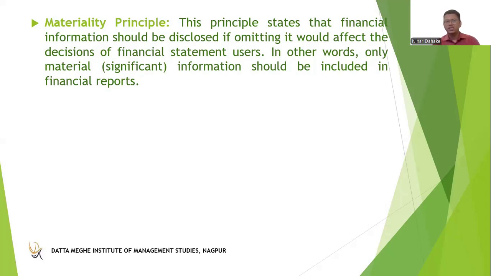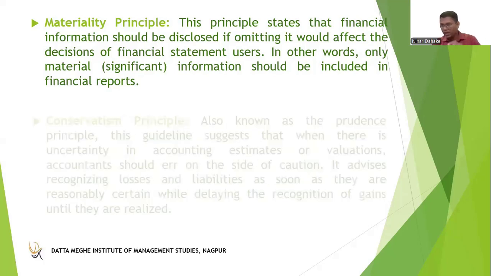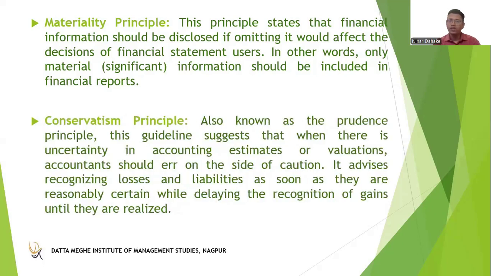But if there is a transaction of 500 rupees which could not affect my financial statements decision, in that case there is no need to disclose that particular 500 rupees transaction. So that is the materiality principle. It means, materially affecting the financial statements, you have to mention in your books of account. If it is not materially affecting your books of accounts, there is no need to mention it in your financial statements.